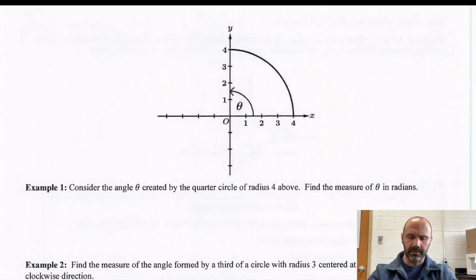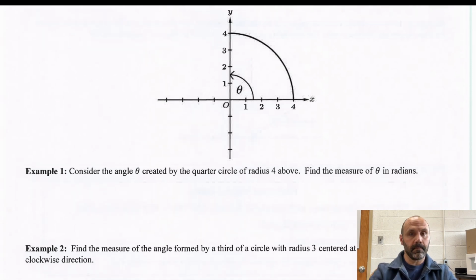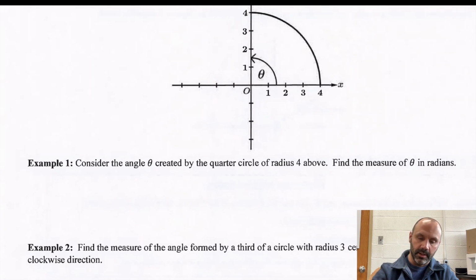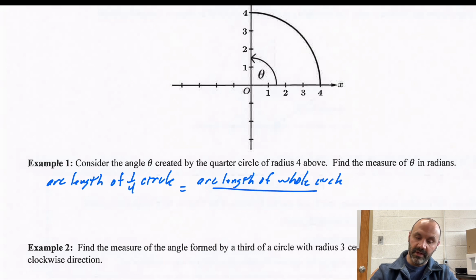So let's think about this for a second. It says consider the angle theta created by the quarter circle. Find the measure of theta in radians. Okay, well, we would take this as the arc length of a quarter. That's not a quarter of a circle. All right. Well, that's going to be the arc length of a whole circle divided by 4.